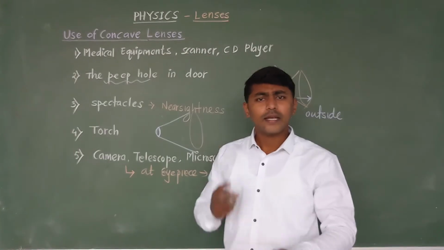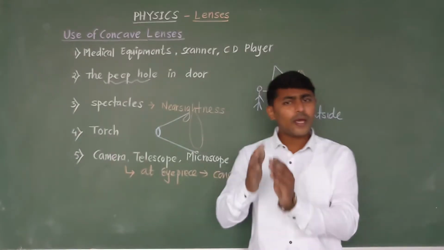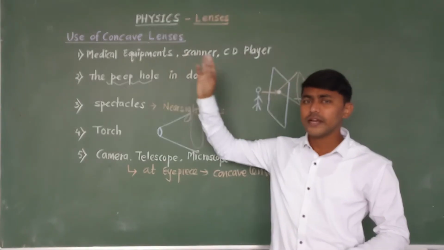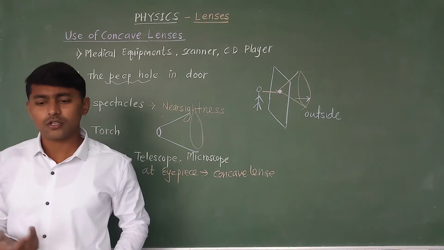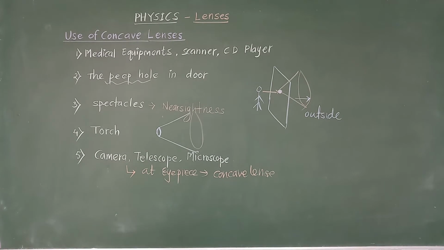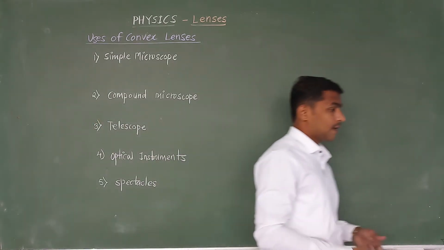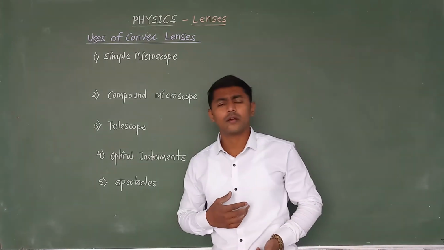If anyone asks which type of lens is used in a telescope and microscope, you have to tell them that there are two lenses. The first one is a convex lens, which we will see where we use. The second one is a concave lens, used at the eyepiece so that we can get a clear image. Students, this is what we have studied about the uses of concave lens. Now we are going to see the uses of convex lens.